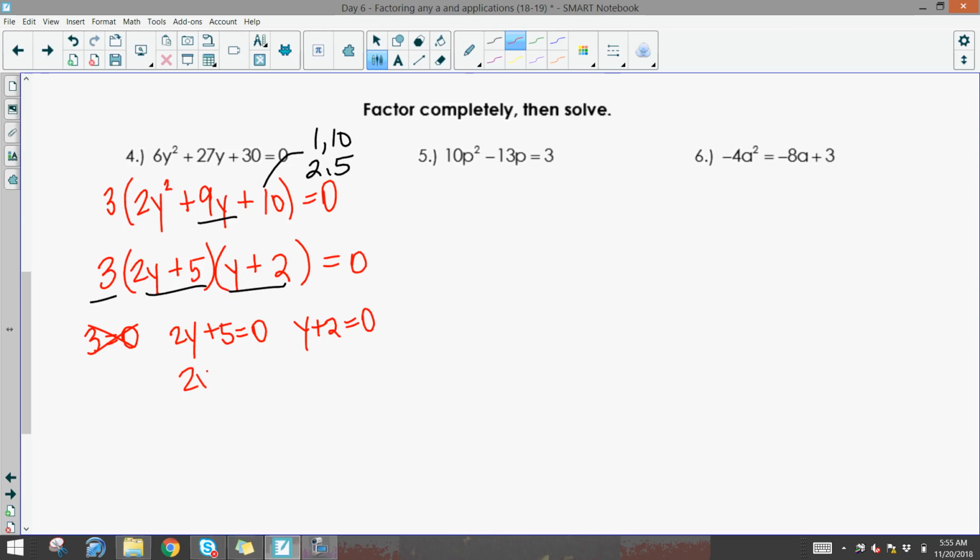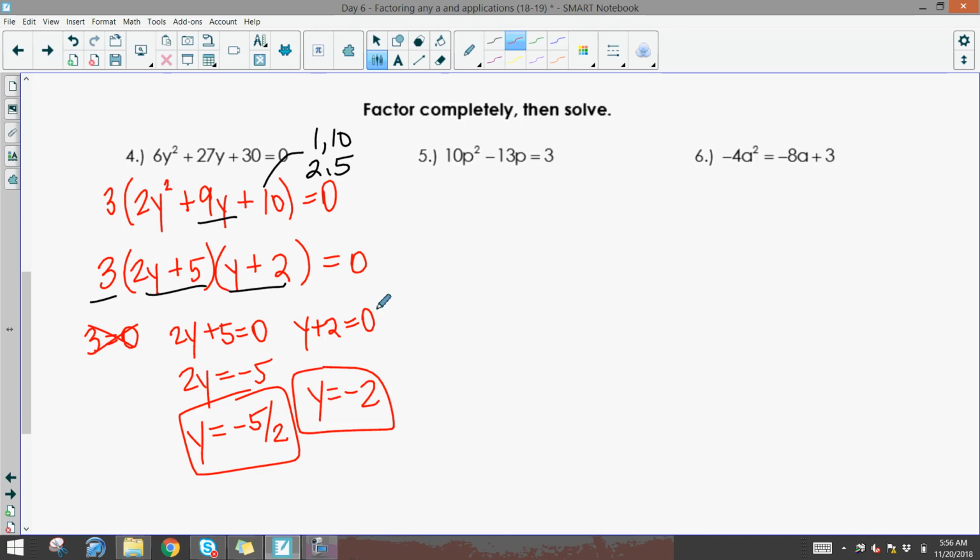So we get 2y equals negative 5, and y is negative 5 halves. So that's one of our answers. And then over here, all I need to do is subtract 2 from both sides, and my other answer is negative 2. Okay. Then, there we go. Over here, for number 5, this is not equal to 0, so I need to subtract 3 over. So I end up with 10p squared minus 13p minus 3 equals 0.